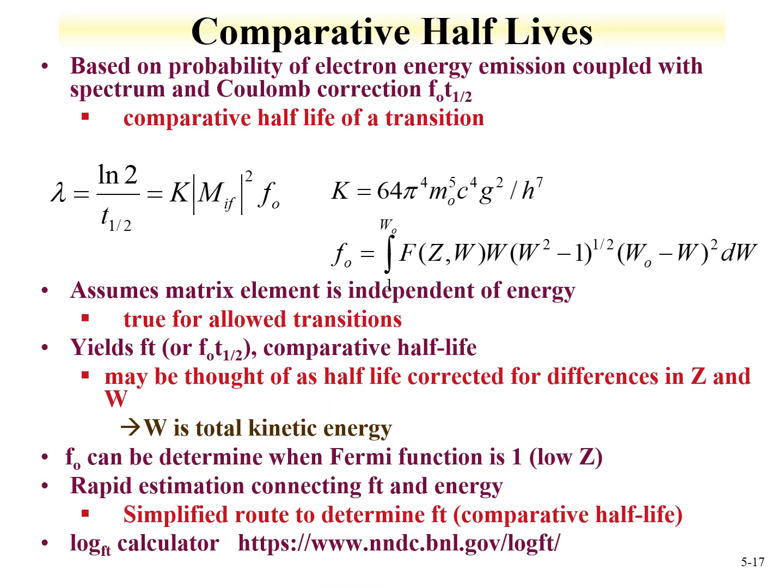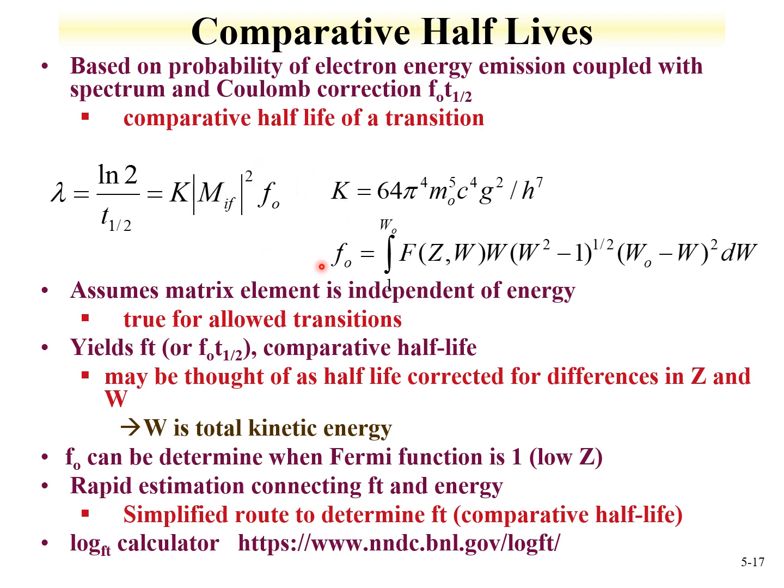We can use this information to develop something called comparative half-lives. This is based upon the probability of an electron energy emission coupled with the spectrum and Coulomb correction. And we're going to call this Ft, or F naught T1/2. This is basically a comparative half-life for a transition, where our decay constant is equal to log 2 divided by T1/2, which is equal to K, our matrix element, and this F term.